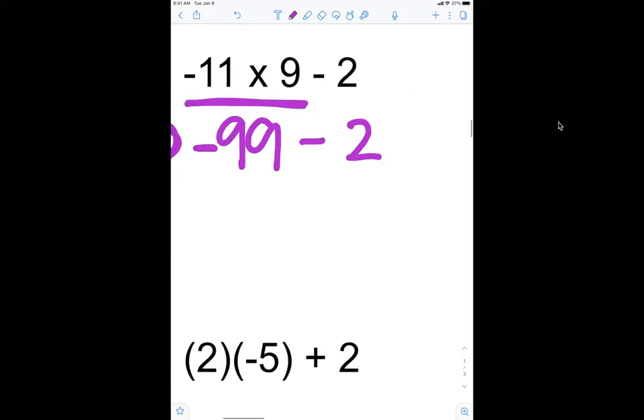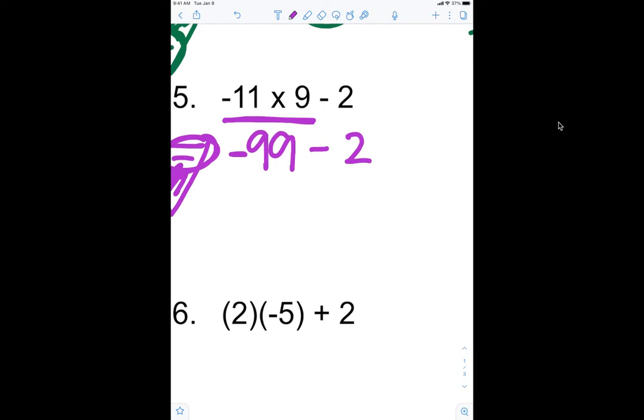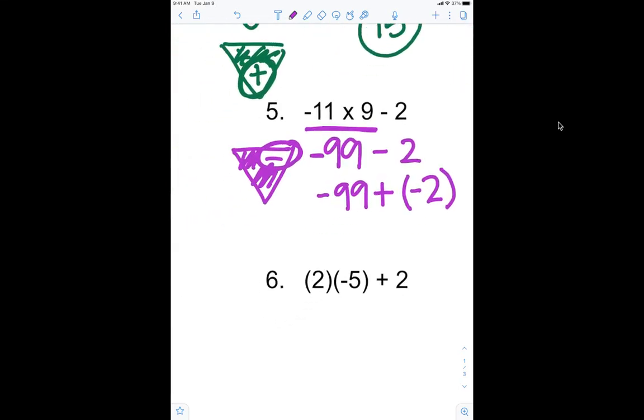Okay, we've got a subtraction, which we don't do. We do KCO, keep, change, opposite. Keep -99. Change my minus to a plus. And the opposite of positive 2 is -2. So notice these are both going to be on team negative. These both go over here.